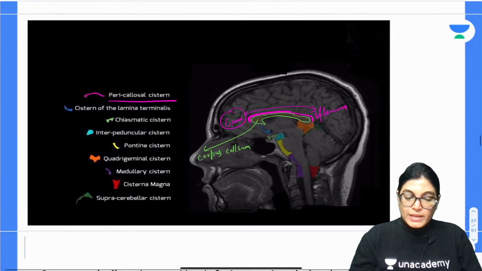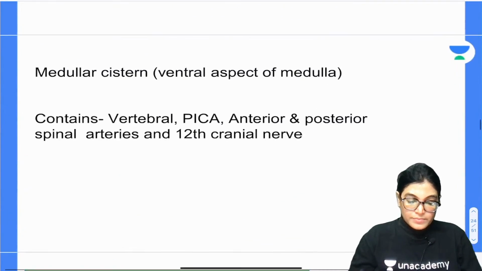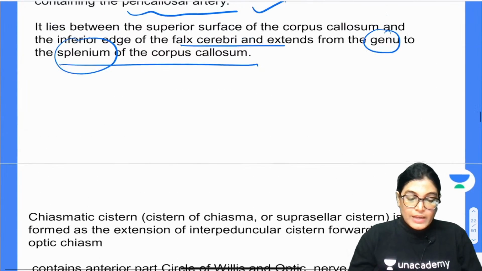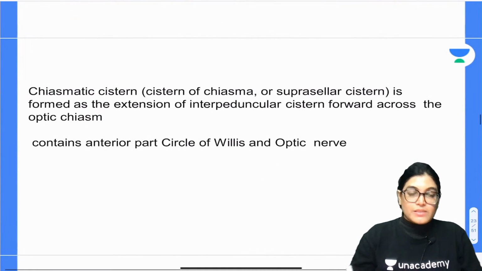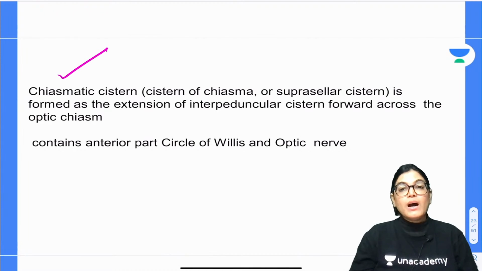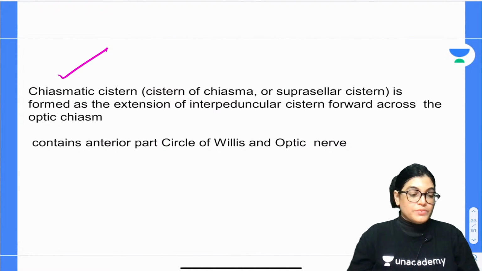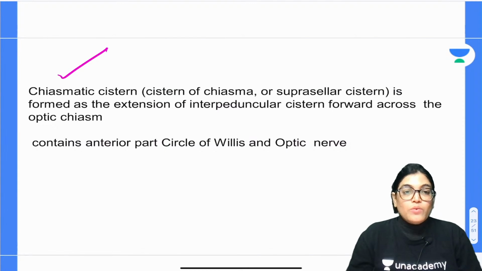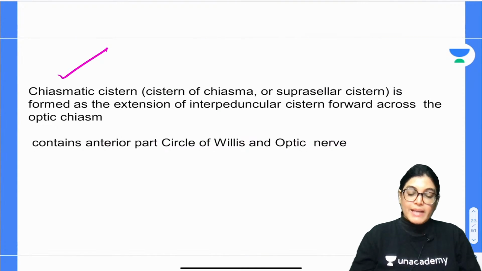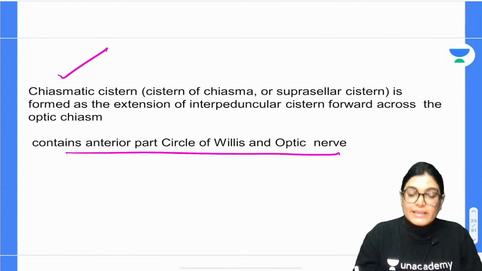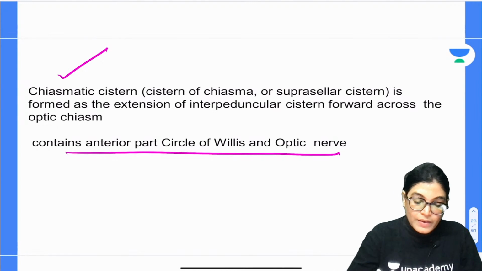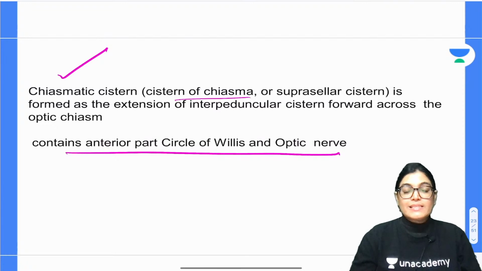Okay, let's talk about the next cistern. The next cistern is the chiasmatic cistern. From the name only, it is clear that it will be lying very close to the optic chiasma, that is of the optic nerve. It contains the anterior aspect of the circle of Willis and the optic nerve. The chiasmatic cistern is also called the cistern of chiasma or suprachiasmatic cistern.